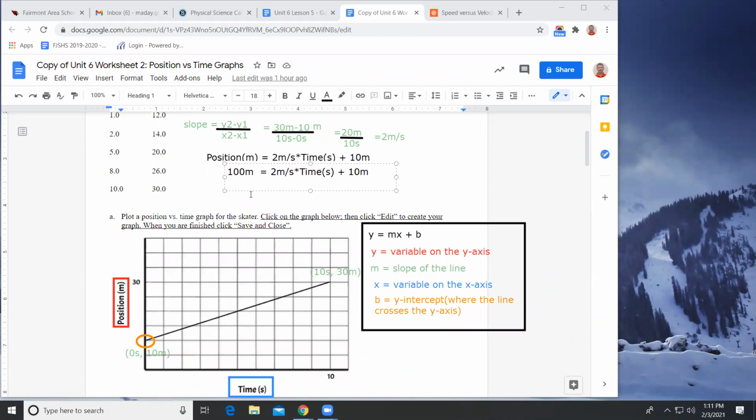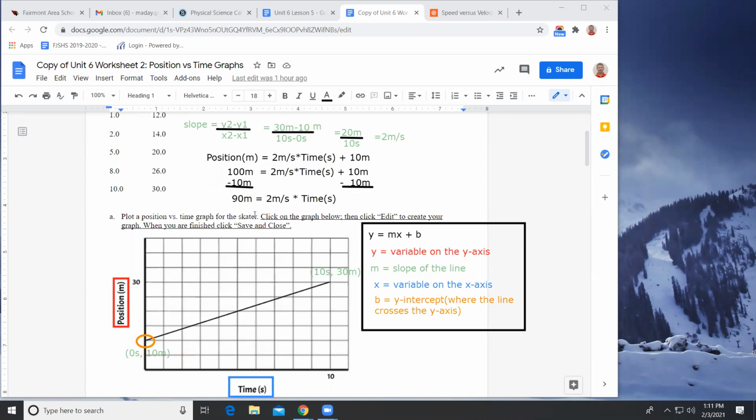So the first thing we do is subtract our 10 meters across, to cancel these out, because just like in algebra, we want to get the time in seconds by itself. Okay. So the next part of our equation is going to be 90 meters is equal to 2 meters per second times time in seconds. Okay.